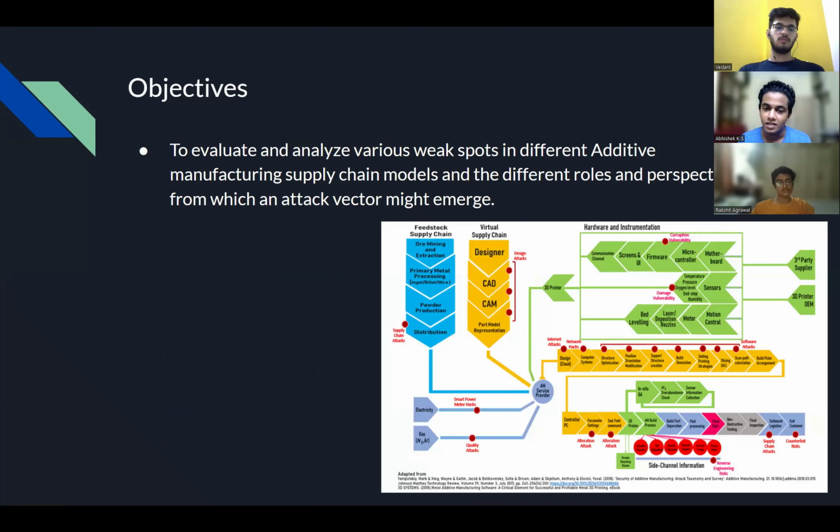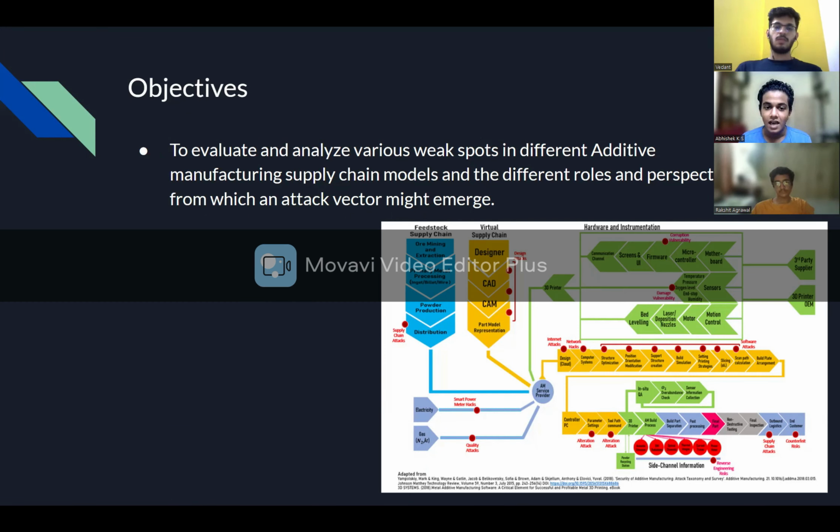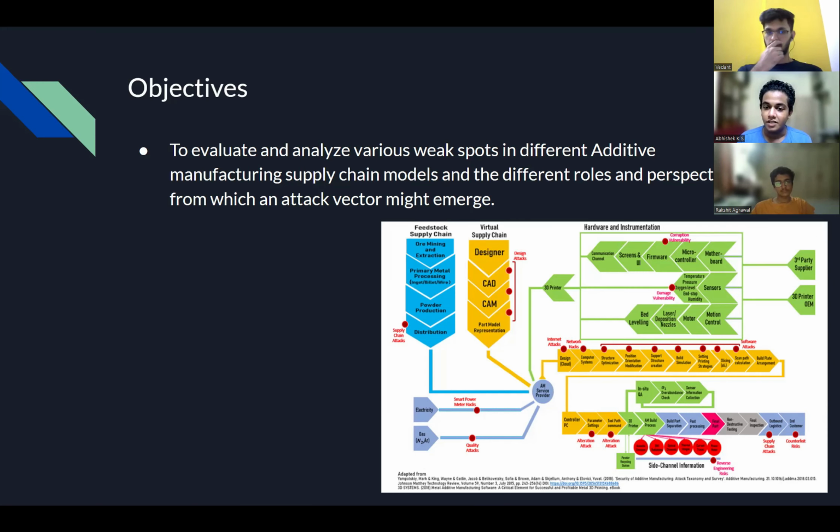The objective of our study is to analyze and evaluate various weak points in the additive manufacturing supply chain and the different perspectives from which an attack vector might emerge. There are three main parts of an additive manufacturing process supply chain shown in the image here. Their feedstock supply chain, the virtual supply chain, which involves making the CAD model, and the hardware and instrumentation section.